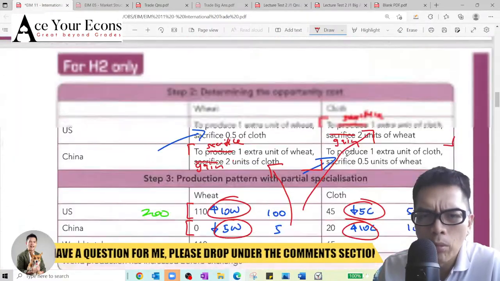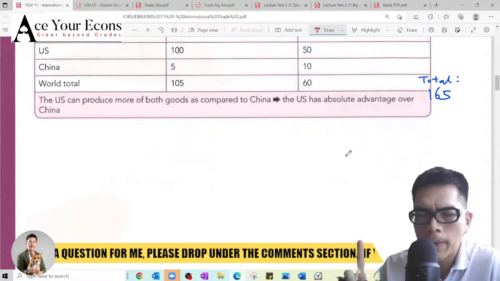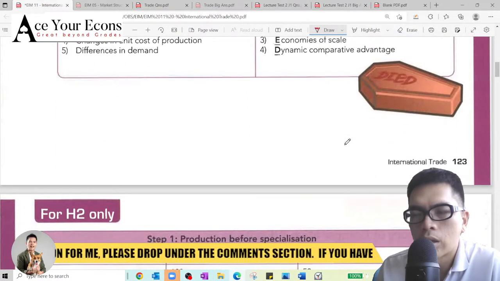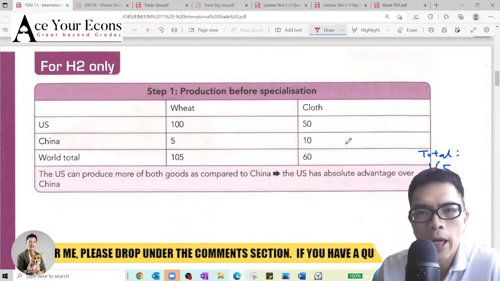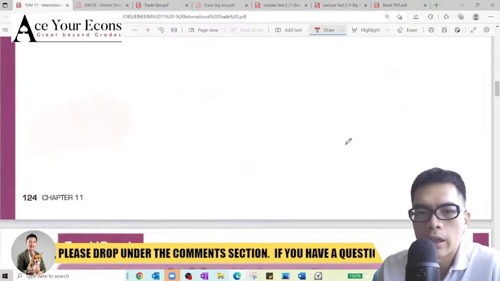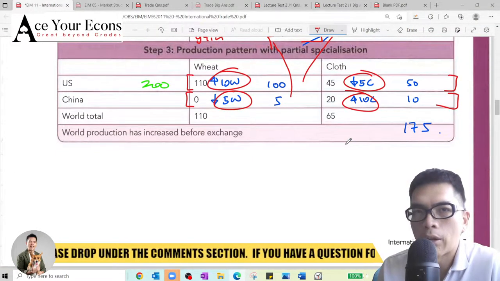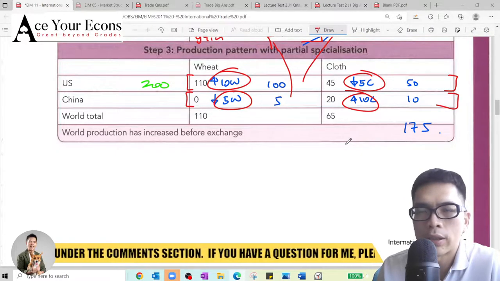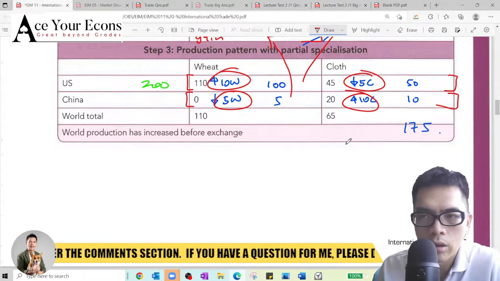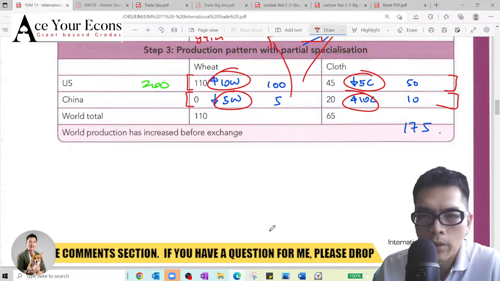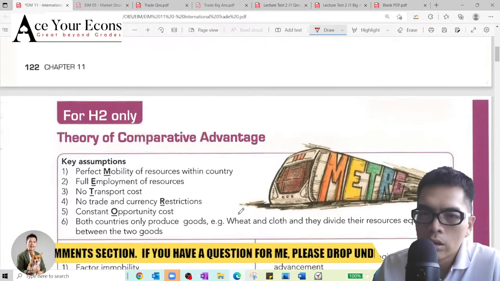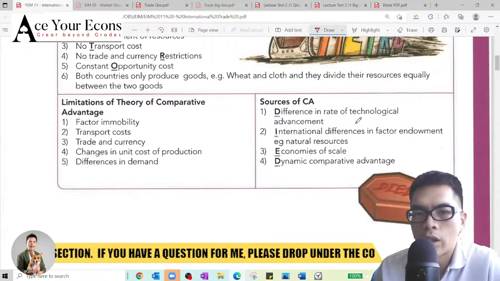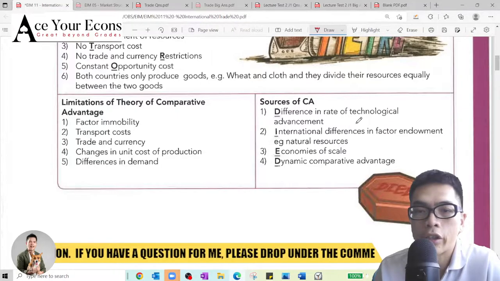So I've pointed out most of the mistakes, so please pay attention. For students who are having a test in their upcoming June common test, it is quite likely that the table will come out. So please know the table by heart. For people who are self-studying, this is your only chance to recap on that. And lastly, I want to cover briefly the sources of comparative advantage.